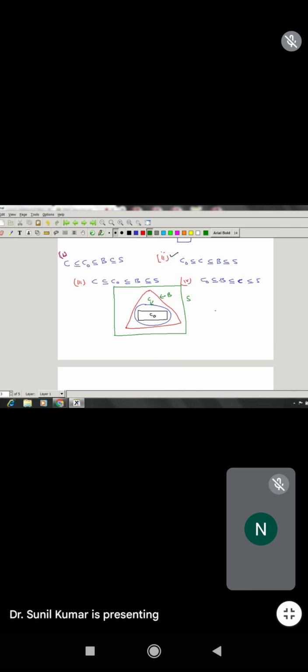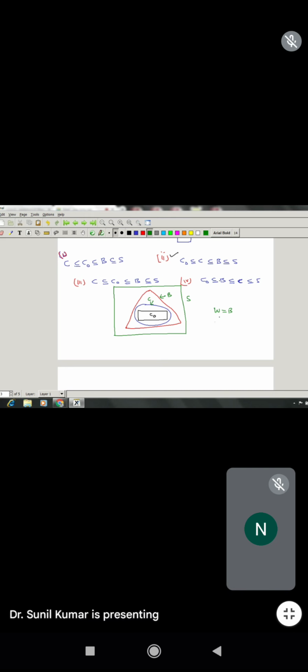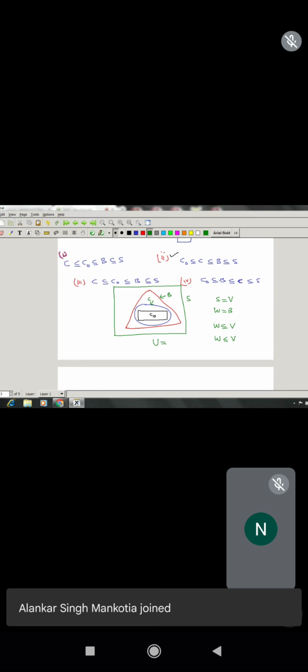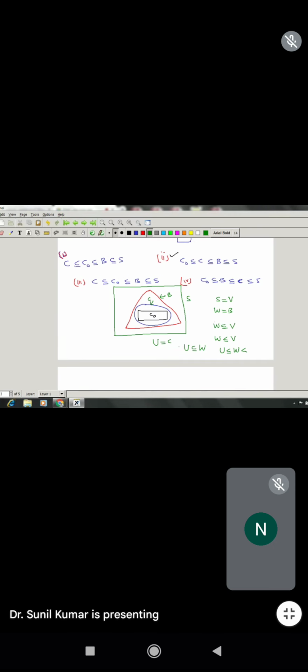So we can say if I take W equal to B, the set of all bounded sequences, and S is the vector space V, the set of all sequences, then because W is a subset of V, we can say W is a subspace of V under the same operation. This is the symbol for subspace, right? The important thing is under the same operation. The addition defined for S and for B is the same one defined for W. Now if I take U equal to C, the set of all convergent sequences, then U is a subset of W, so U is a subspace of W, and W is a subspace of V.